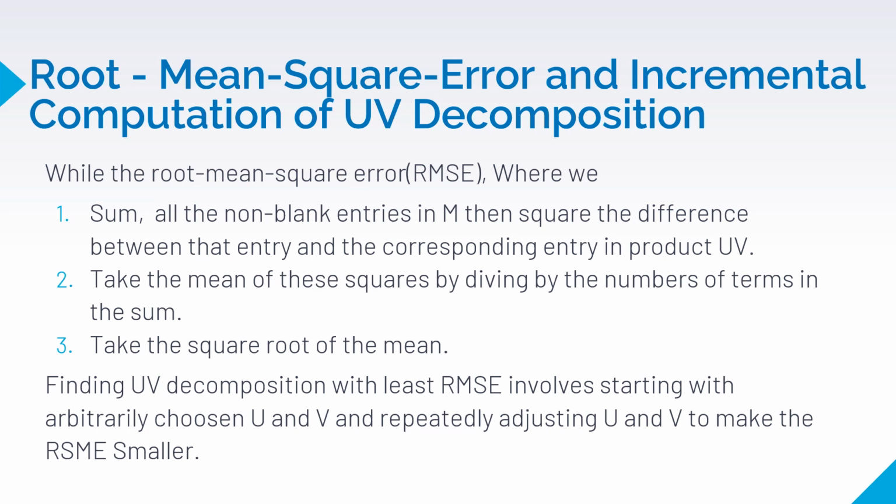Finding the UV decomposition with the least RMSE involves starting with some arbitrarily chosen U and V and repeatedly adjusting U and V to make the RMSE smaller. We pick among several measures of how close the product UV is to M, and that is what is called the typical choice.